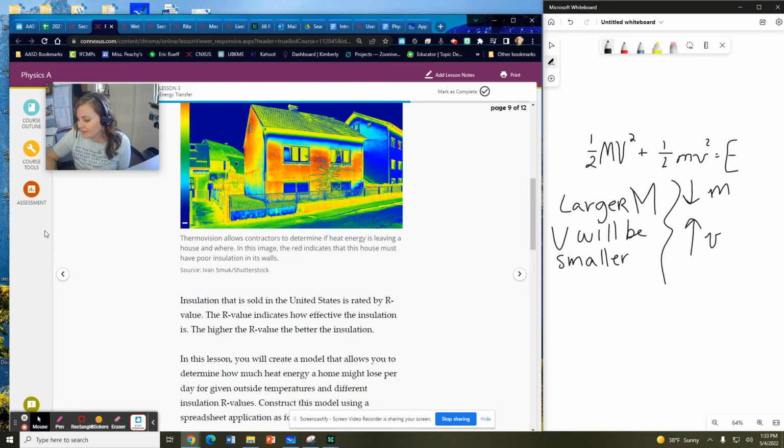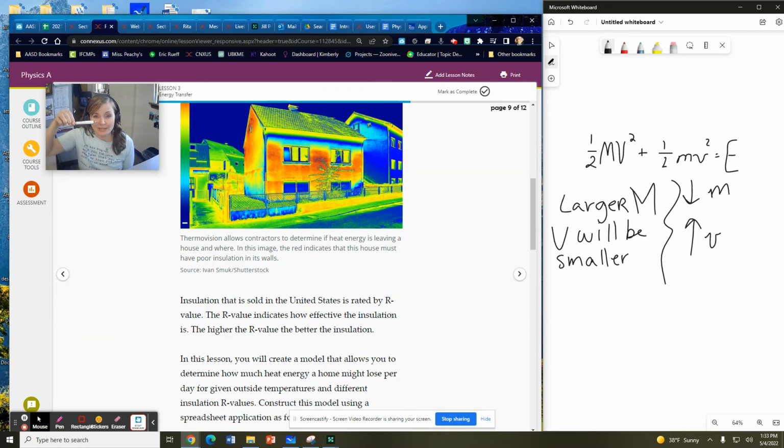Remember that there is a relationship between mass and velocity with kinetic energy, right? If you increase the mass, the velocity has to go down in order for energy to remain constant. And if you decrease the mass, velocity goes up to have energy remain constant. That energy is the ability to do work.